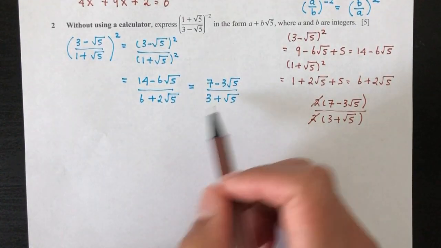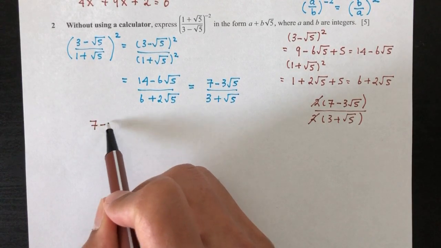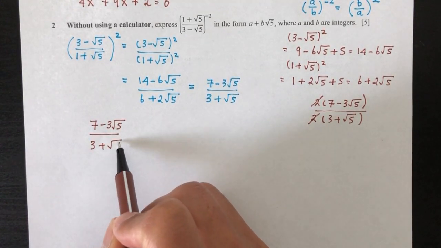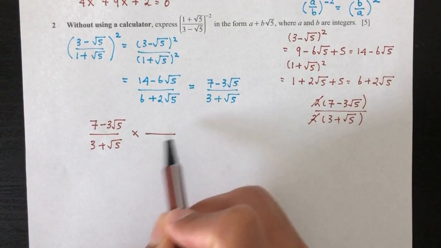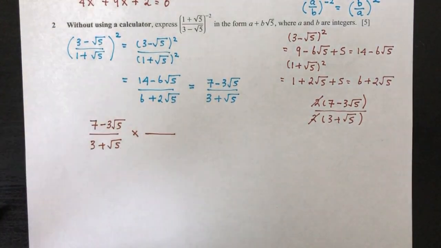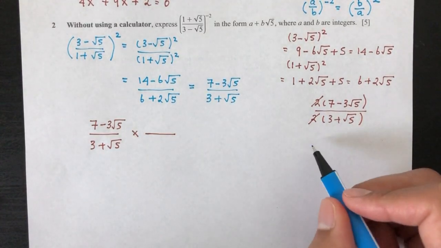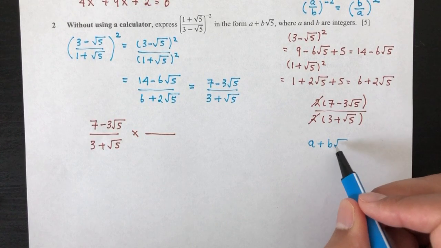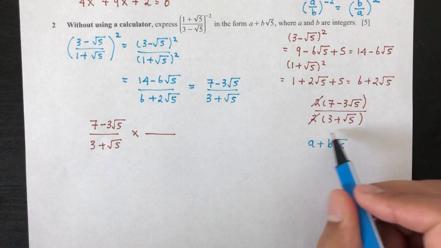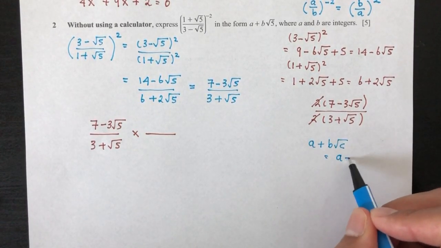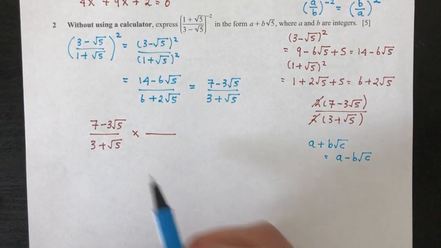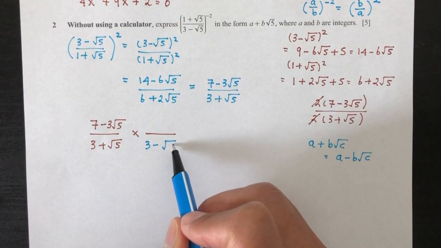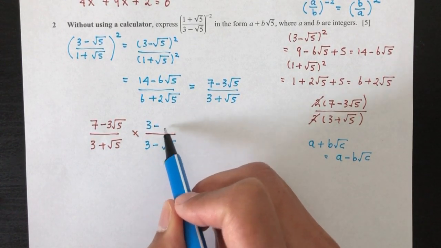So the thing we always do is that when you have a fraction with a surd in the denominator, you have to multiply the top and bottom by the conjugate of this one. So let's say I have something like this: a plus b root of c. So what is the conjugate of this one? It will be a minus b root of c. So same way, conjugate of this will be 3 minus root of 5.